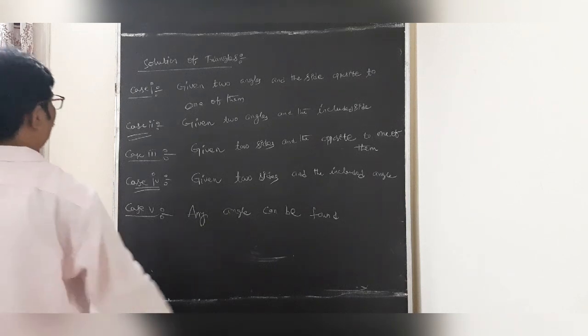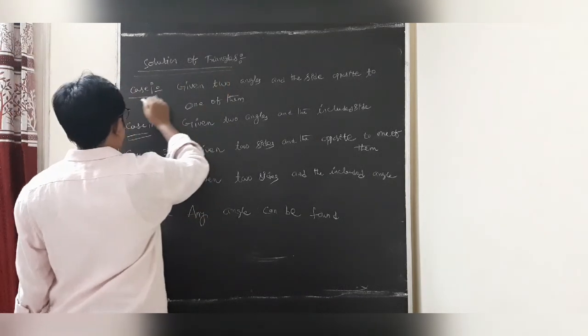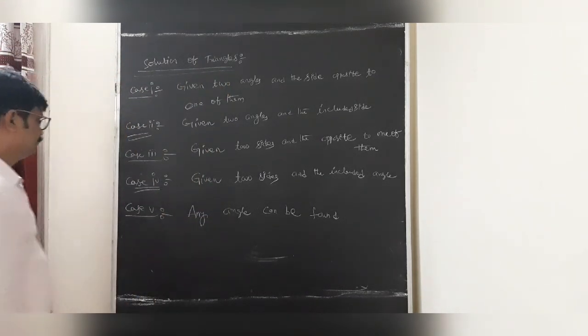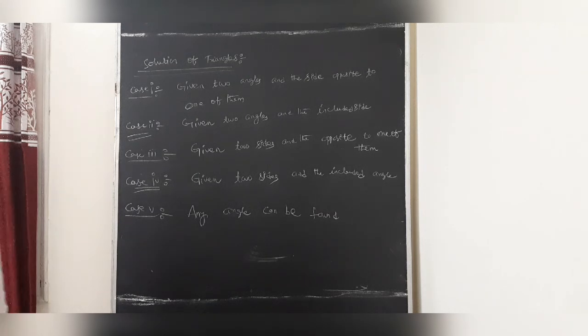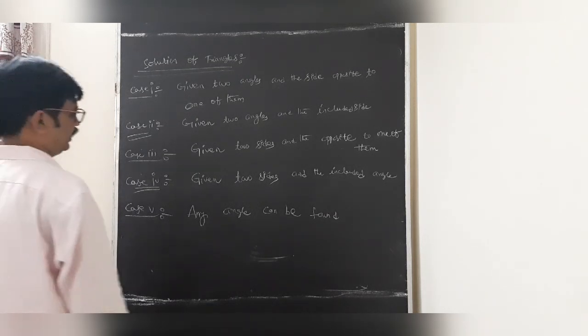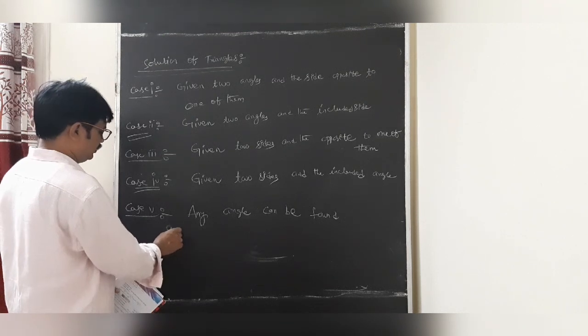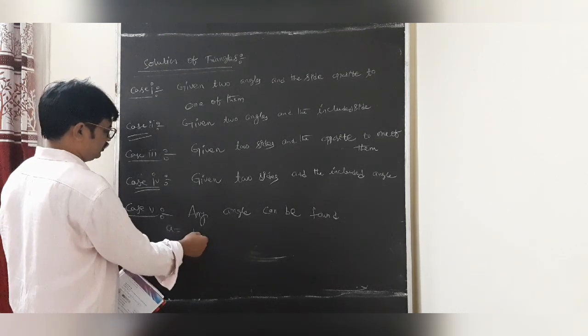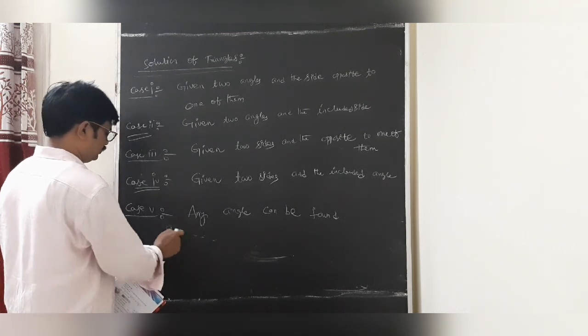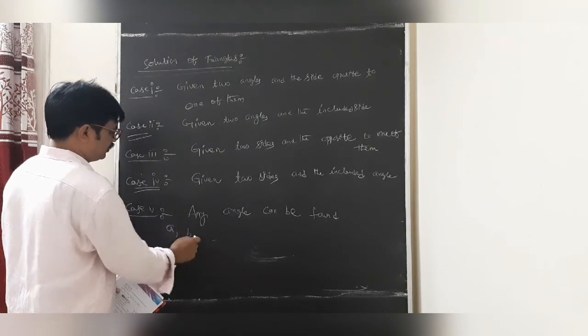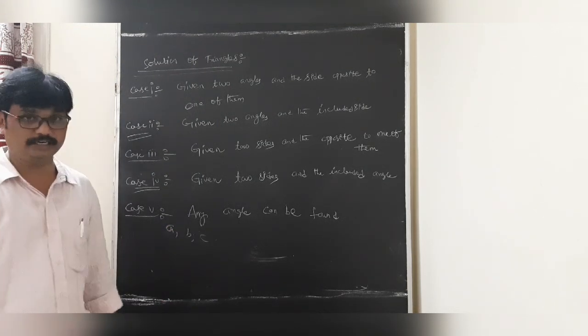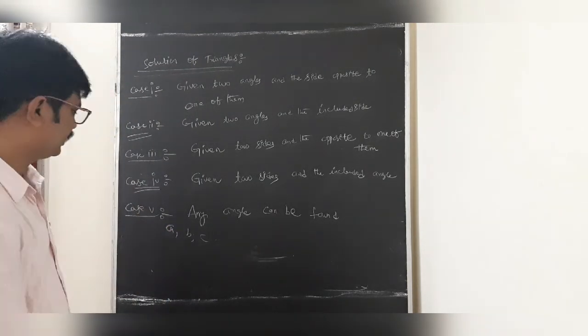So dear students, for the solution of a triangle, there are 5 cases. The last 2 cases are quite simple, students. Any angle can be found. Suppose a, b, c are the lengths of the sides. Then how do we find the angle?